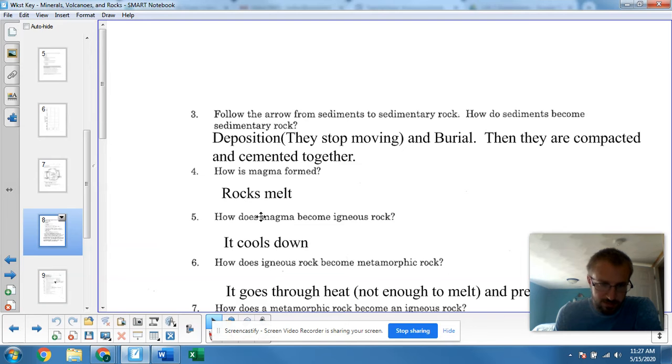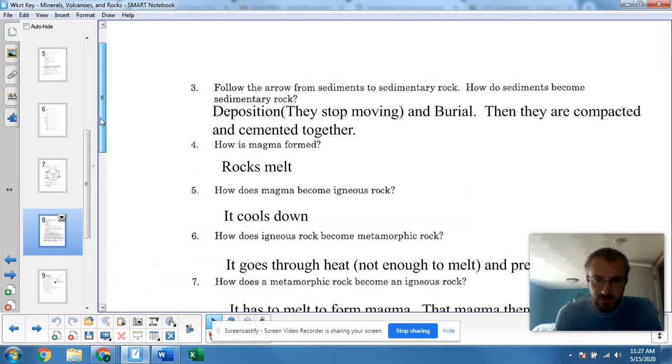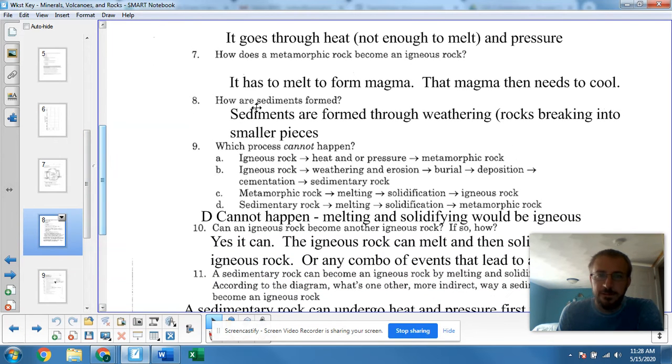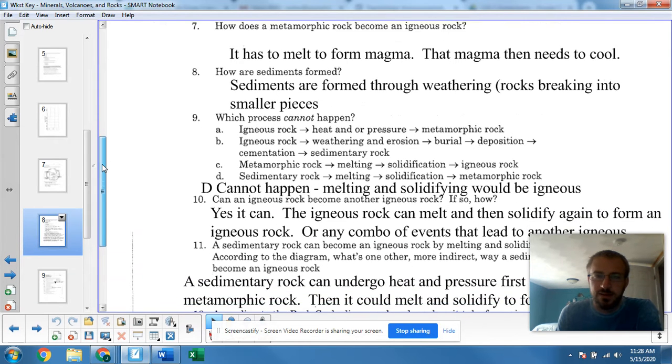How is magma formed? Rock melts. Magma becomes igneous rock by cooling down. How does igneous rock become metamorphic? It goes through heat and pressure, but not enough heat to melt it. How does metamorphic rock become igneous? It has to melt to form magma, and then the magma needs to cool. So that's a 2-step process.